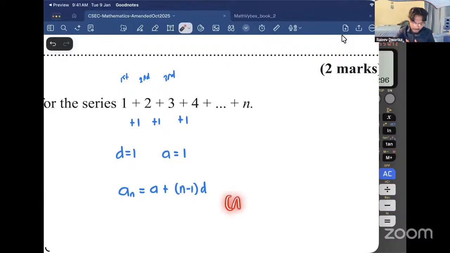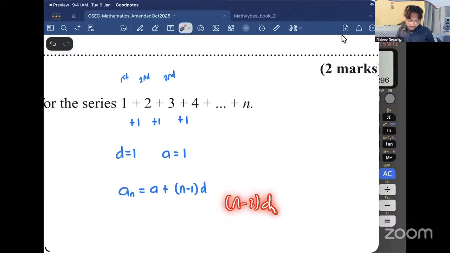Exactly. If I had something like n minus 2 by d, where would I have started adding the common difference? From the second term? Wait, no. I don't know. The third term. Oh, wait, let me make sure. I see what you mean.